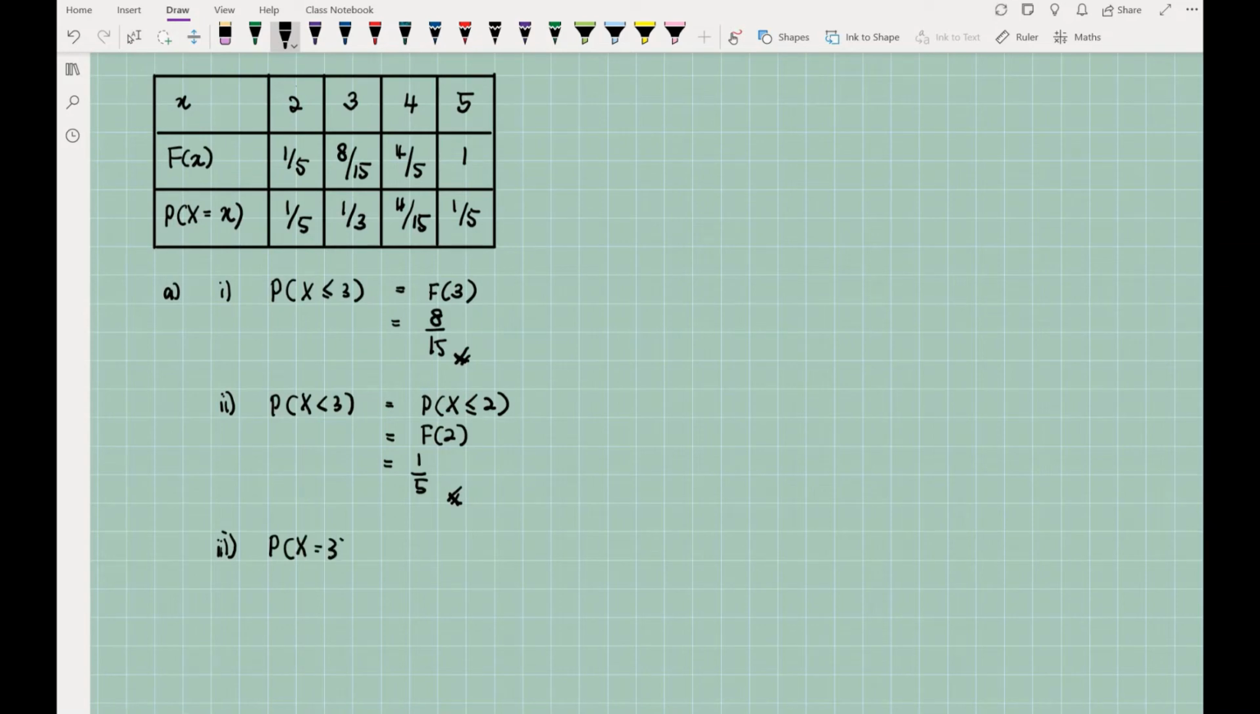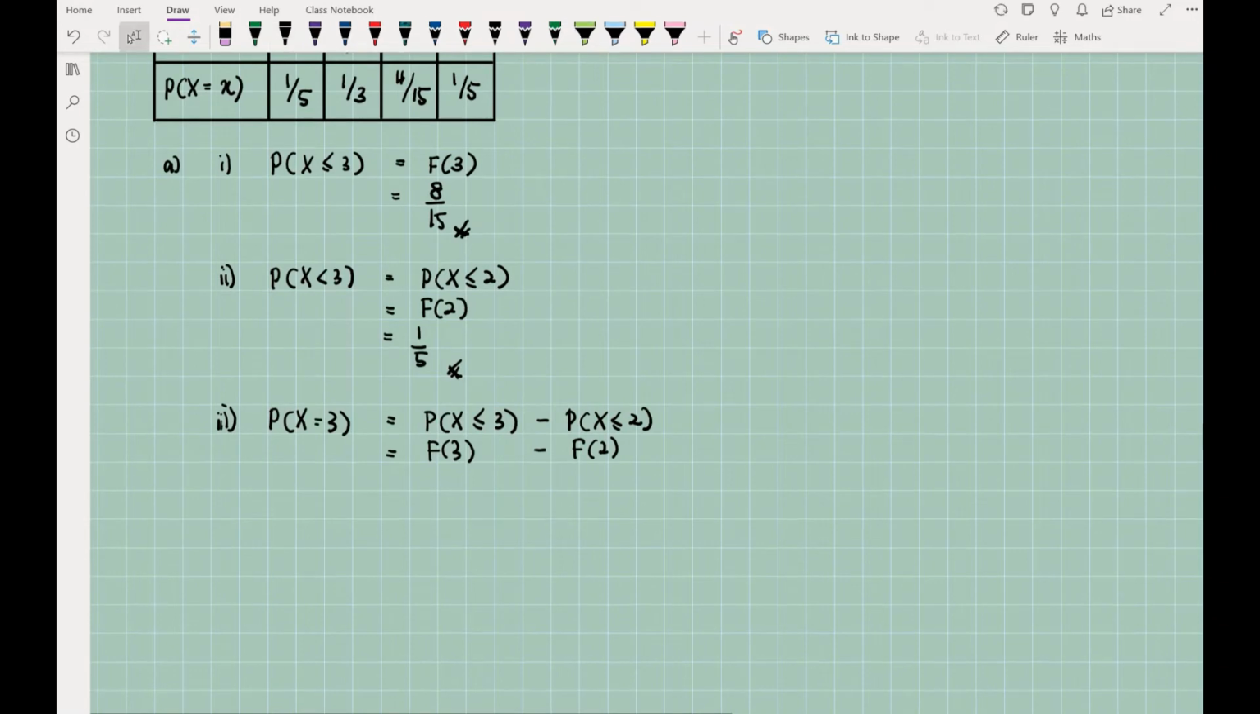Now let's take a look at question A. In question A, you are asked to find the probability that, okay, A1, we want to find the probability that x is less than or equal to 3. So please remember, this is actually the definition of our cumulative function, which is capital F of 3. So for F of 3, what do we do? We just read from the table. So the value 3, this is F of 3. So F of 3 will be equal to 8/15.